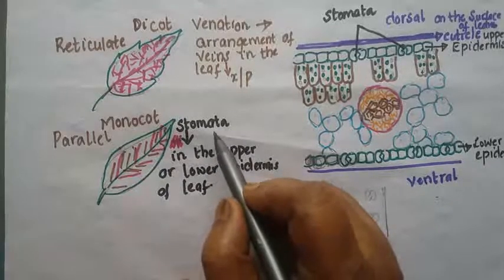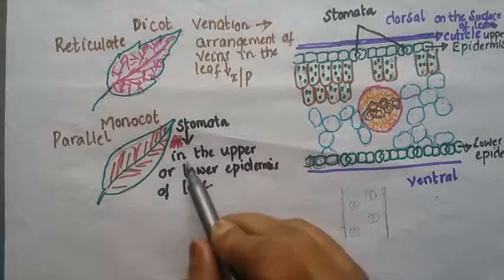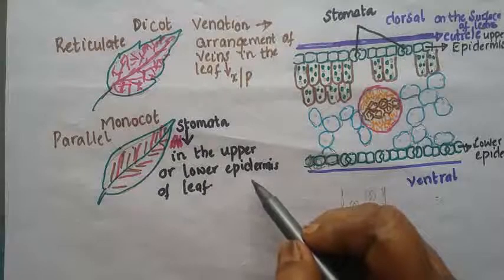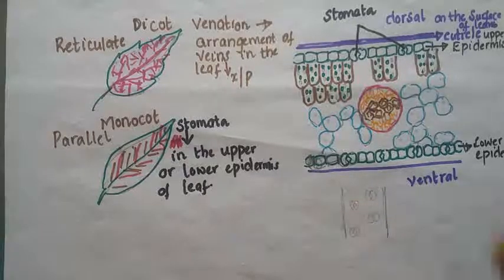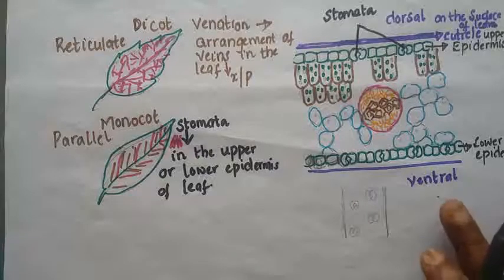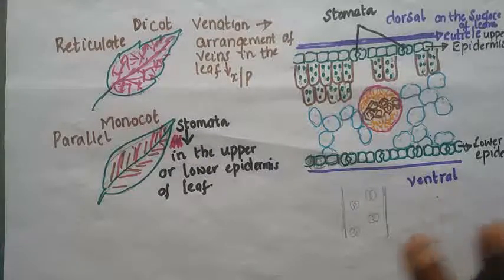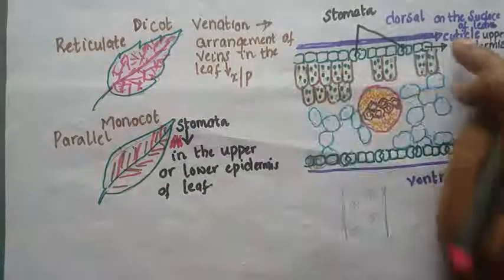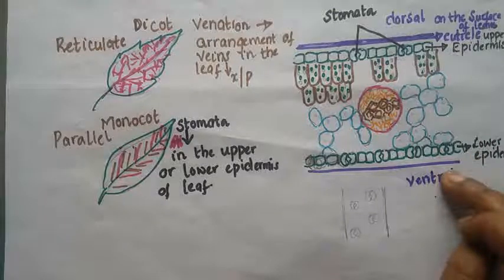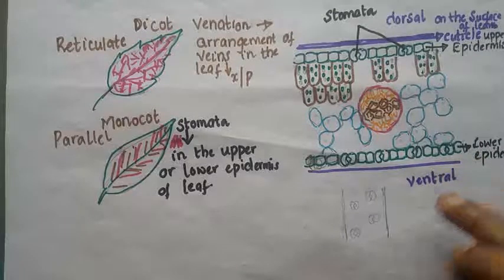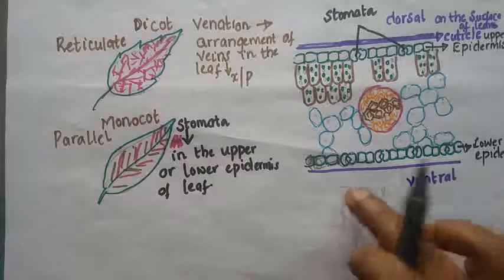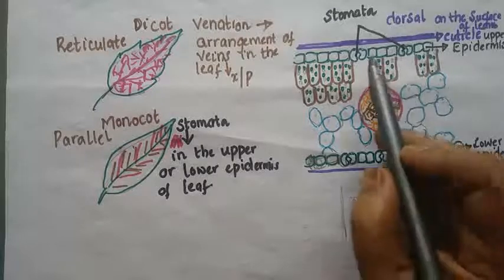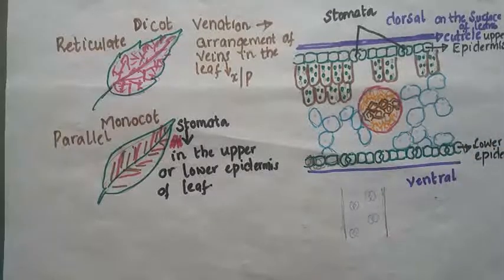What is the location of the stomata? Stomata are found in the upper epidermis or lower epidermis of the leaf. If you look at the number of stomata, especially in the dicot leaf, found in the upper and lower epidermis, it varies. Just look at the number of stomata in the lower epidermis. You find 1, 2, 3, 4. You find only 2 in the upper epidermis.